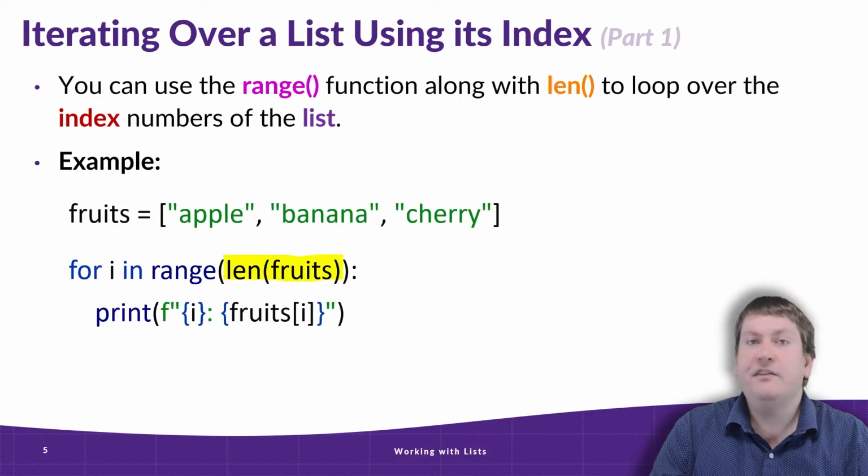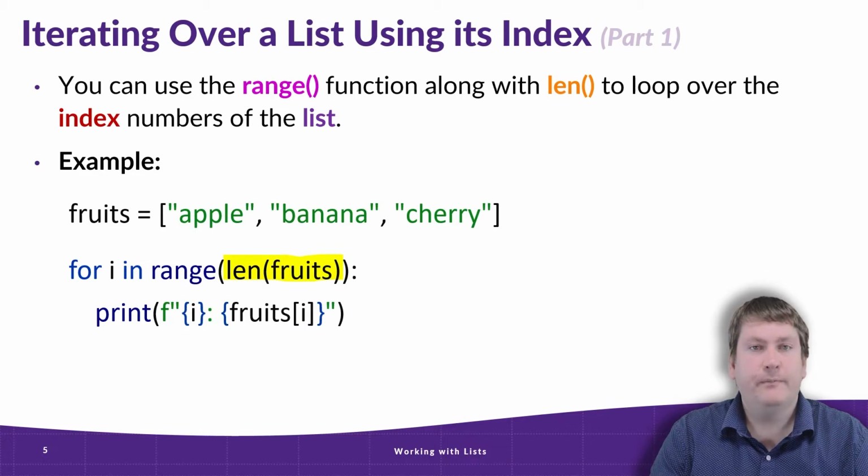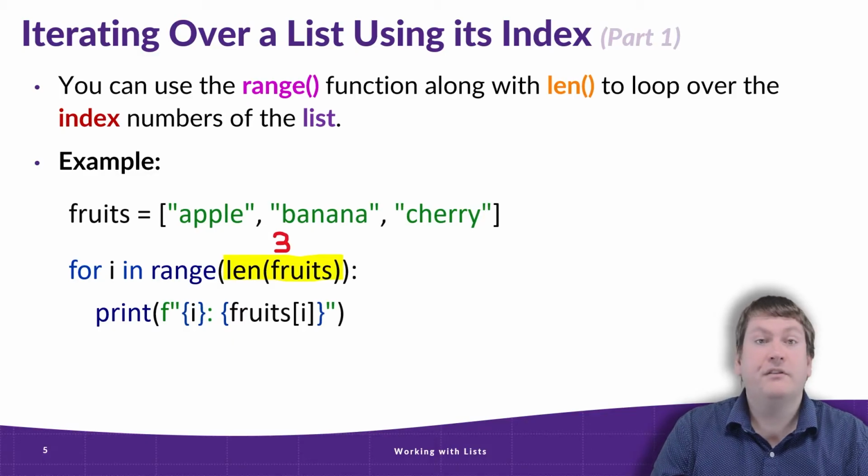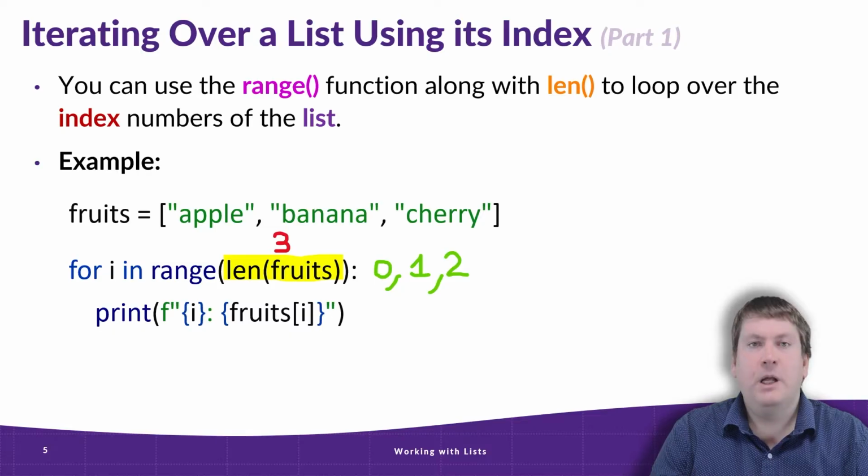The way this works is first we have a call to the length function. This is going to return the length of the list. In this case, we have 3 elements in our list, so the result is going to be the number 3. This is passed as an argument to the range function, which is going to create the sequence 0, 1, and 2. These are the index values for the fruits list.